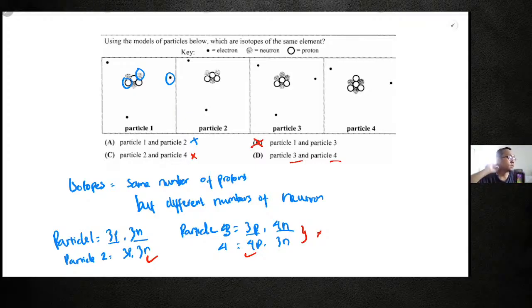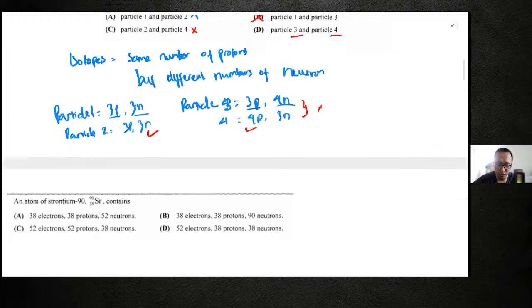This is the concept of isotope itself. Remember, isotopes are elements that have the same number of proton but different number of neutron. All right, so we solved this problem, and now we're moving to another question.